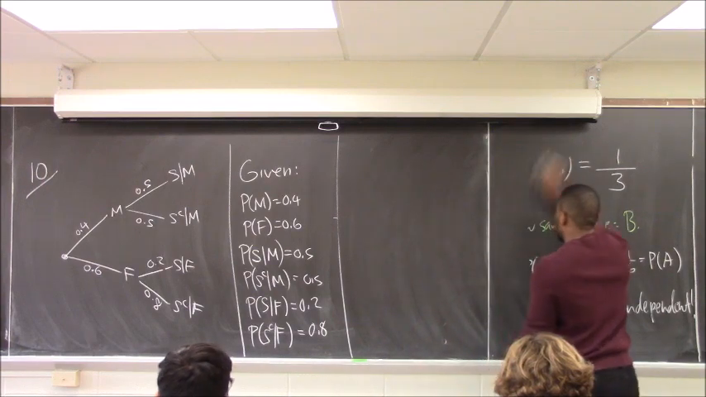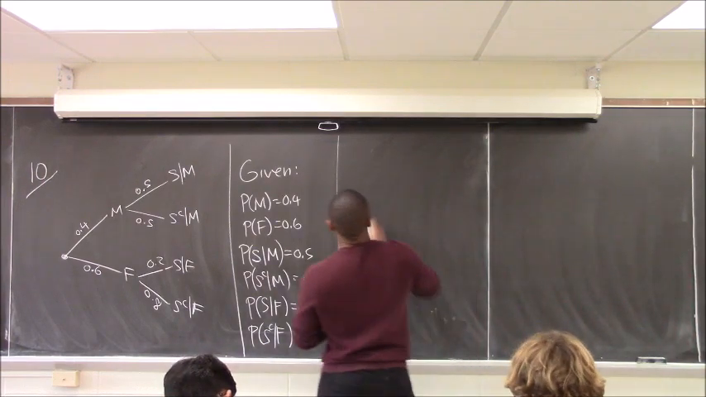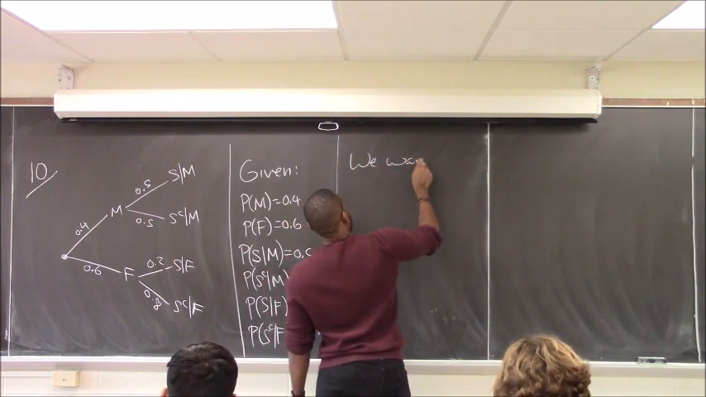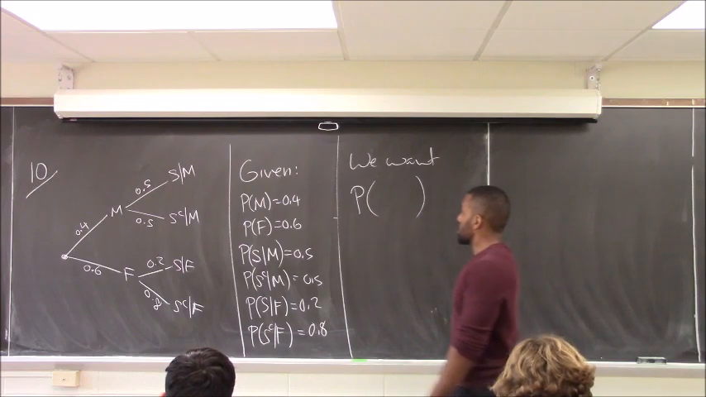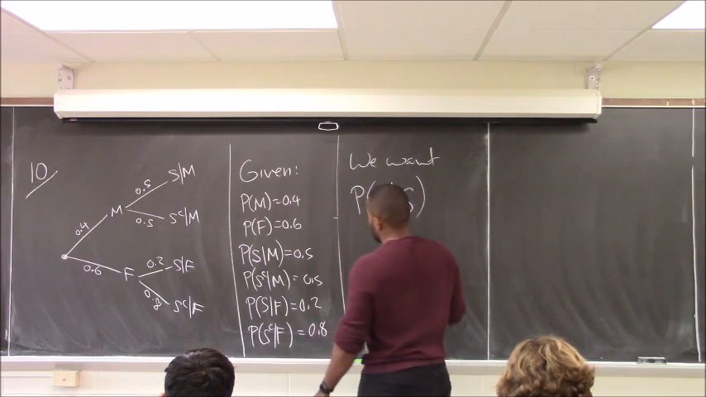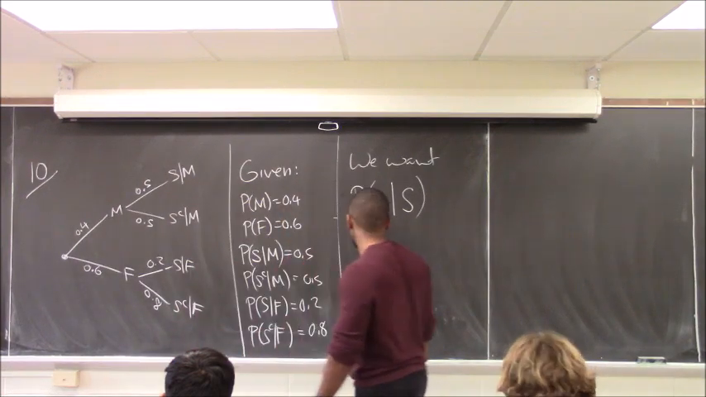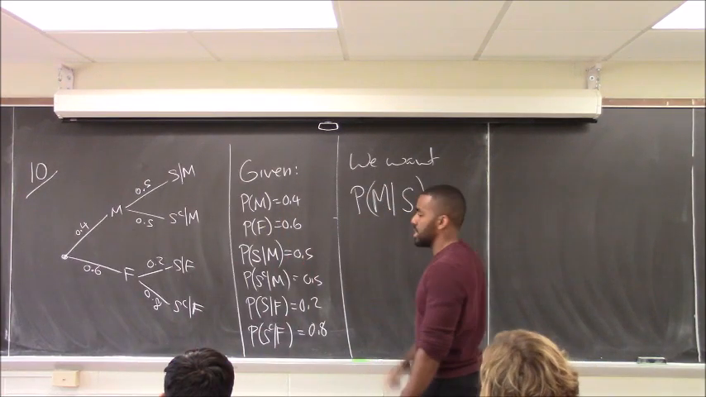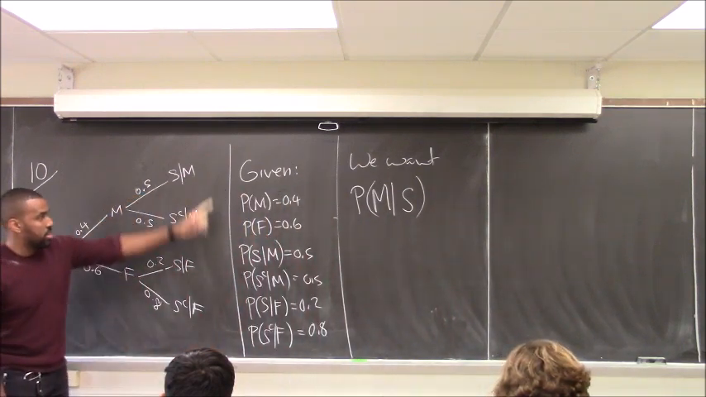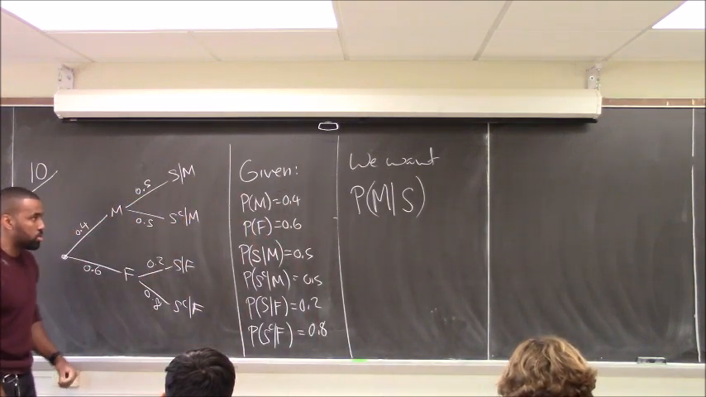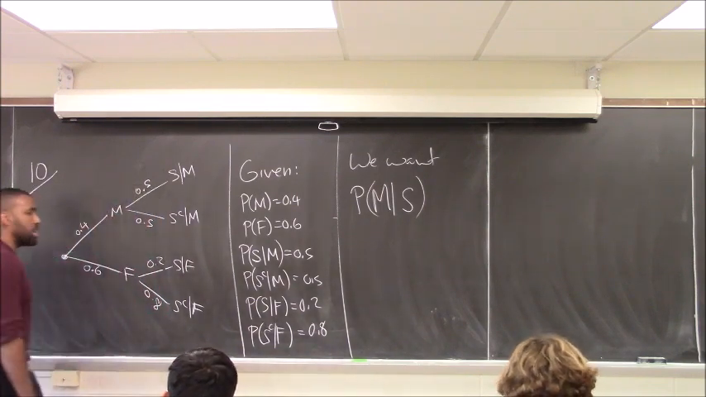So what is it that we want? What probability do we want? Given that a smoker is chosen at random, that's a condition that has already been fulfilled. We want to know the probability that you just chose a male. So we're given some probabilities, we're also given some conditional probabilities, and we want to find some other conditional probability. How do we use the tree diagram to help us here?